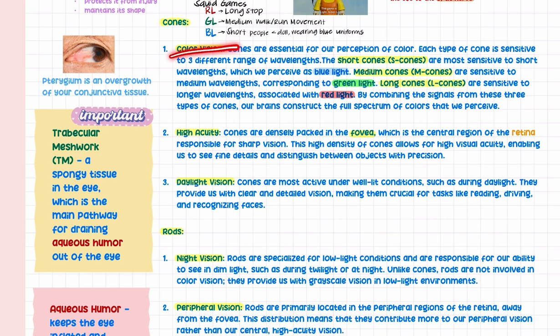Number one is color vision. When I think about color vision, I think about the fact that cone starts with the letters CO and color vision starts with CO. And then it also deals with high acuity.